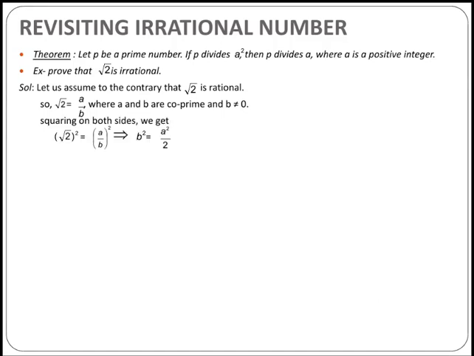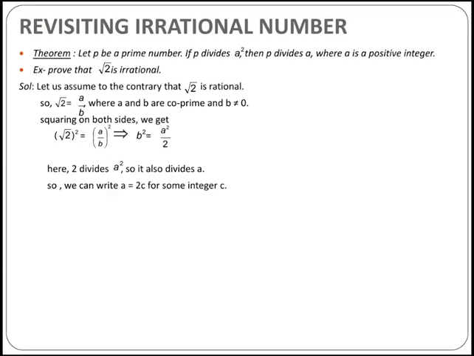Now, squaring on both the sides, we'll get (√2)² is equal to (a/b)². And we'll simplify and get b² is equal to a² divided by 2. Here we are seeing that a² is divisible by 2. That means 2 divides a². So by the theorem, it also divides a. That means 2 also divides a.